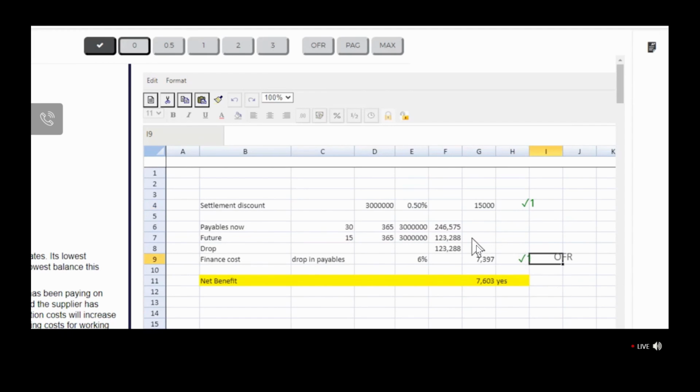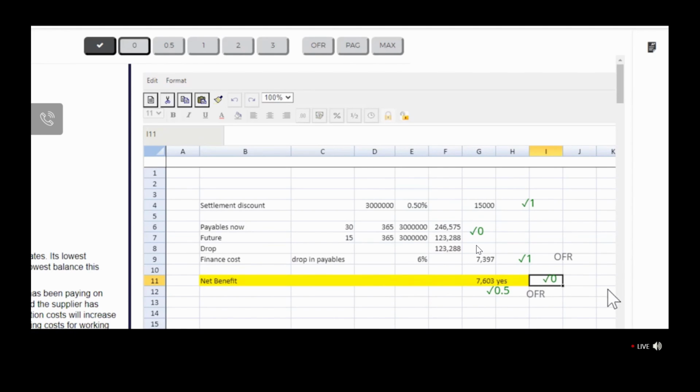They get 0 marks for the change in payables, but they then also get an own figure rule for the net benefit. They've missed out the administration costs increase, therefore losing half a mark, and they've also not really commented effectively on whether it's acceptable. They've just said yes. I'm not going to give a mark for that. You need to be writing a whole sentence.